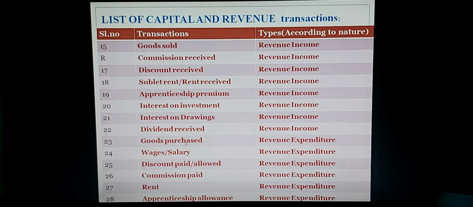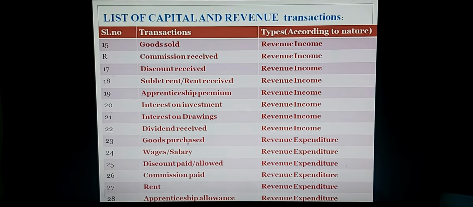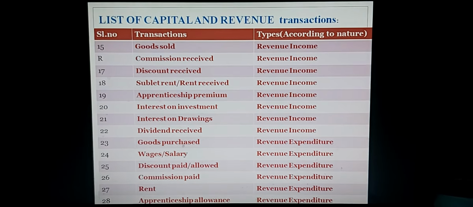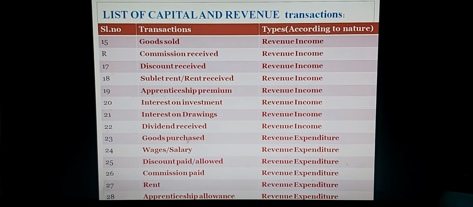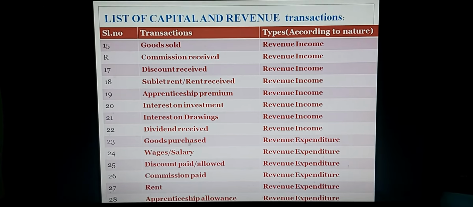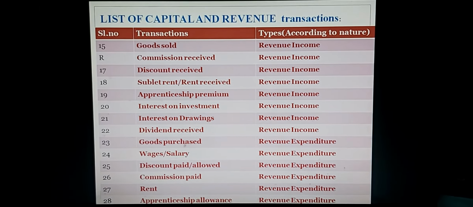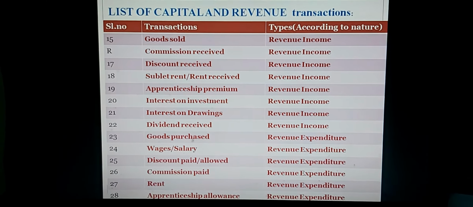Interest on drawings, that is the amount of revenue income. Dividend received, dividend got from share or investment. Share or investment is one kind of capital expenditure, but when an amount is received from another source or investment, then it is treated as revenue income.